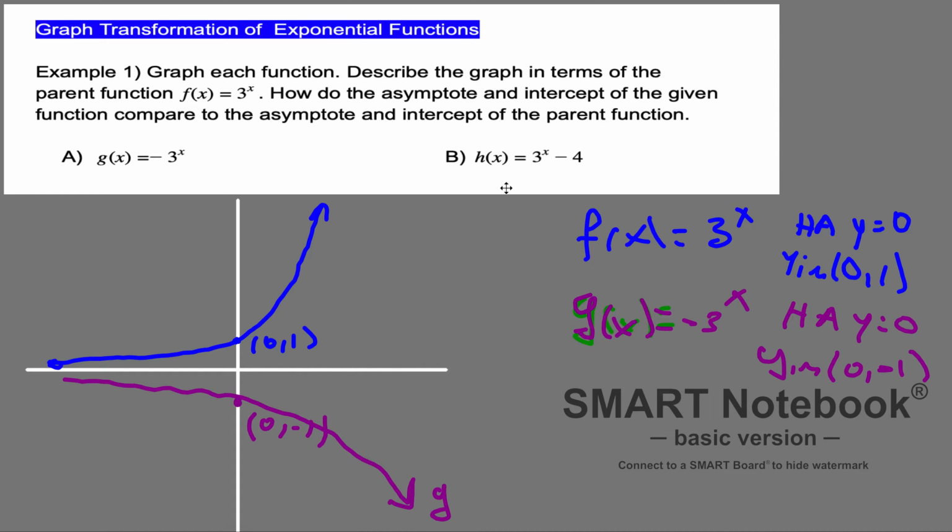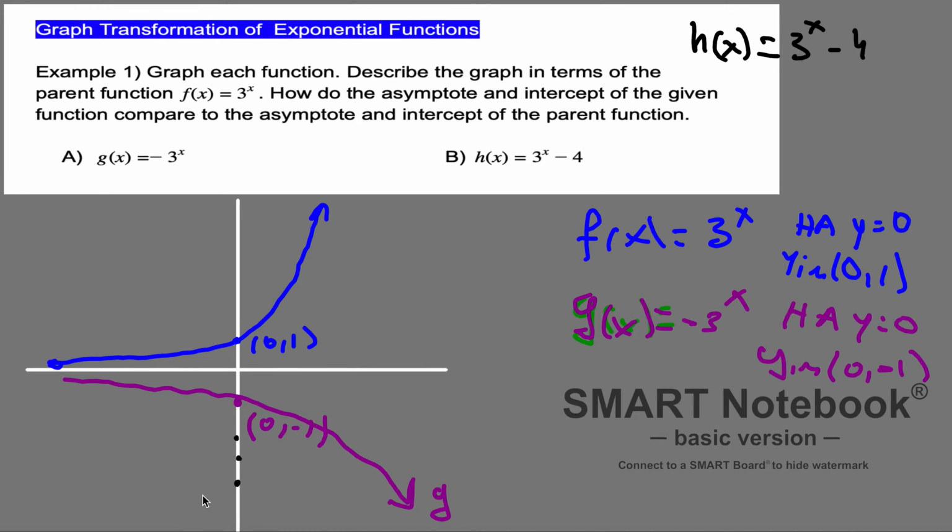And the other information we want to know is about h of x. So h of x, let me write with a black color, maybe it looks better here. h of x is 3 to the x minus 4. Compared to the parent function, 3 to the x, we are going to have a vertical translation of 4 units down. So let's say here is 1, 2, 3, and 4 units down. Whatever the function is, this is the parent function f of x now.